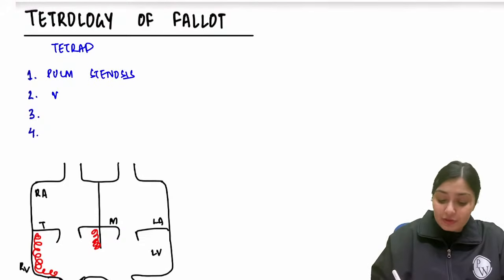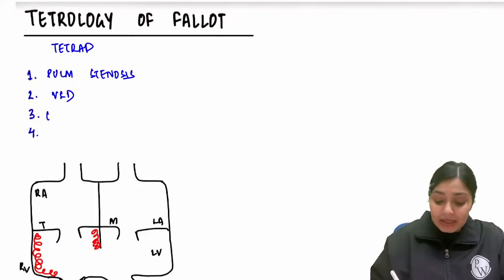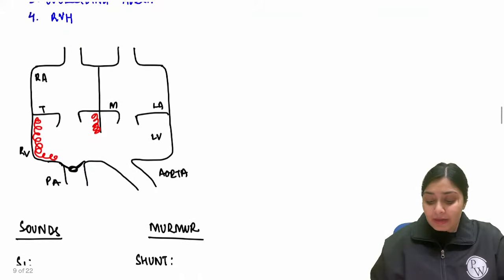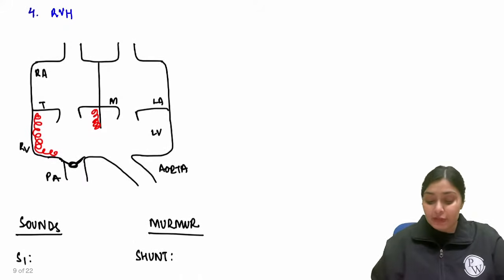The second is a ventricular septal defect, a large VSD. Then we have overriding aorta and right ventricular hypertrophy. So I have made a line diagram. A similar line diagram is given in Ghai textbook. So you see all the four things. We see a VSD over here. We see pulmonary stenosis. We see right ventricular hypertrophy and overriding of aorta.